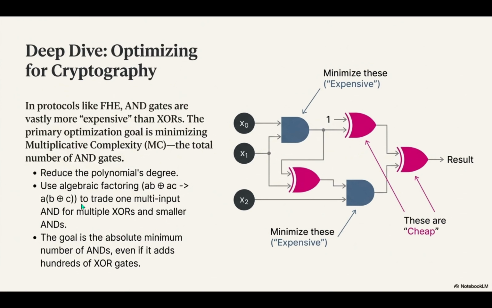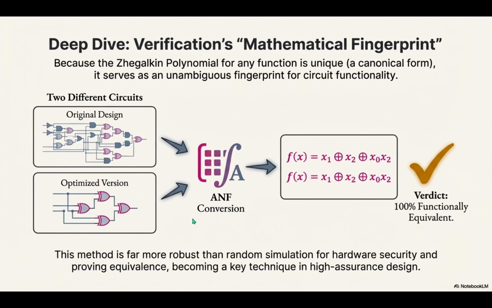This mathematical form isn't just about efficiency in crypto. It's also the gold standard in formal verification. Absolutely. Because the Zhegalkin polynomial is a canonical form, that unique, unambiguous mathematical fingerprint you mentioned, it offers guaranteed equivalence checking. That's right. If you have an original circuit design and then you optimize it using some complex new process, how do you prove they still do the exact same thing? Right. Simulation can miss corner cases. It can. But if you convert both the original and the optimized version into their algebraic normal forms, and the resulting polynomials match, you have 100% certainty that they are functionally equivalent. This level of rigor is absolutely crucial for hardware security and IP protection.